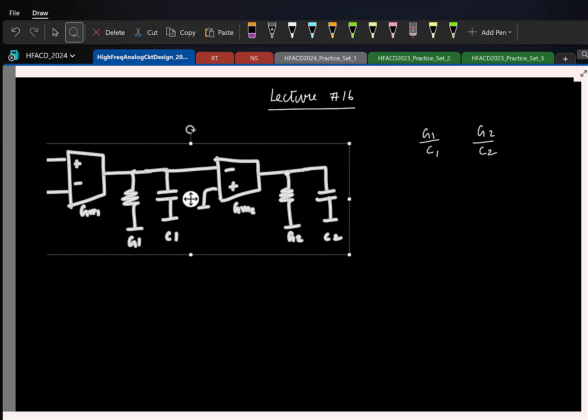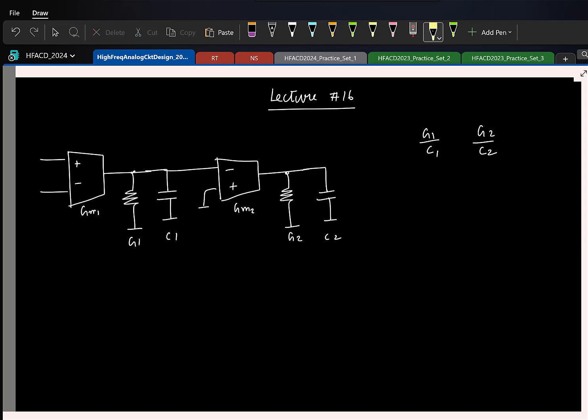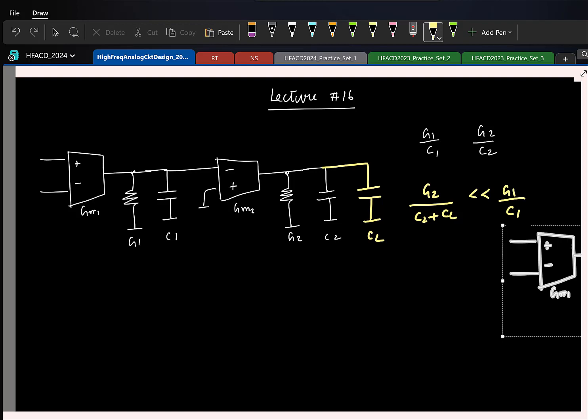So let me actually copy this. Okay, yeah, so let us say it turns out that in your application you have a very large load capacitor that you'll add here. If the load capacitor is so large, then the pole associated with the output node is now G2 by C2 plus CL. And if CL is so large, then this could be much smaller than the other pole G1 by C1. Right? And if this happens, then around the unity loop gain frequency, it will behave like a first order system. And as long as this has sufficient phase margin, you can do this, right?